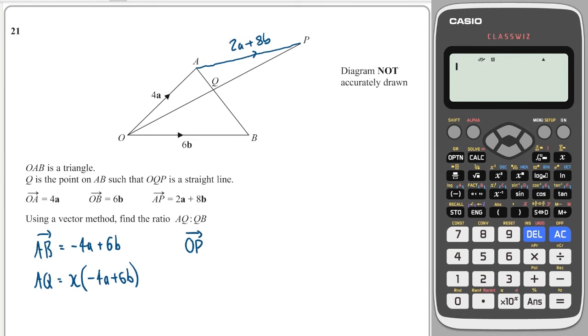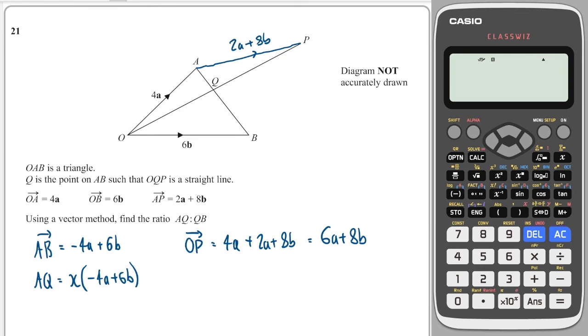And OP is 4a plus 2a plus 8b. So that's equal to 6a plus 8b. Okay.